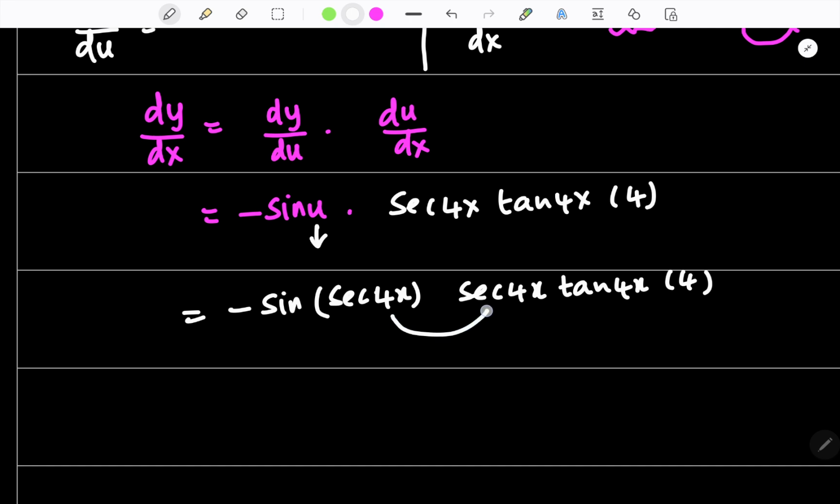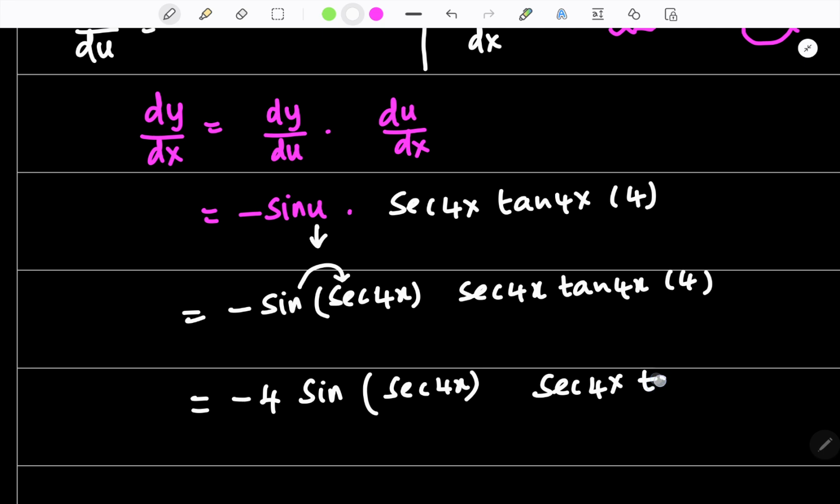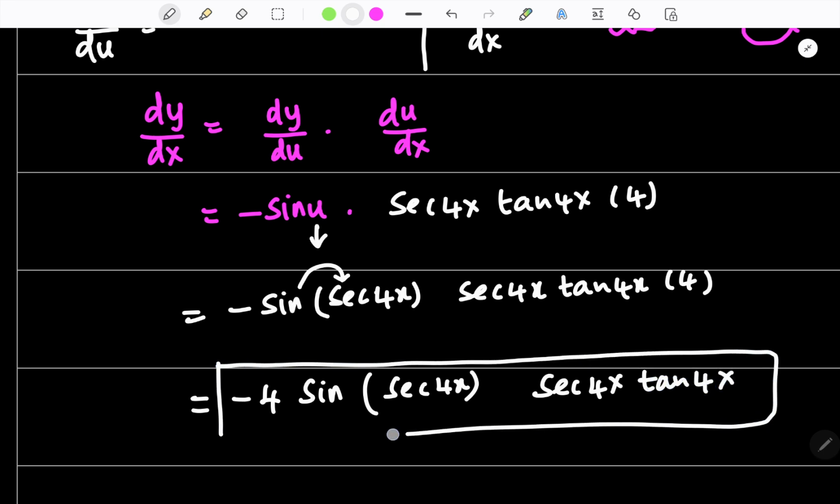Can I multiply the secant with secant, teacher? No. This is sine of secant 4x, so you cannot. The only thing is I can bring this 4 to the front. So negative 4 sine secant 4x, this is like sine theta, and then secant 4x and then tan 4x. So this is your final answer. Clear, everybody? Such a nice question.